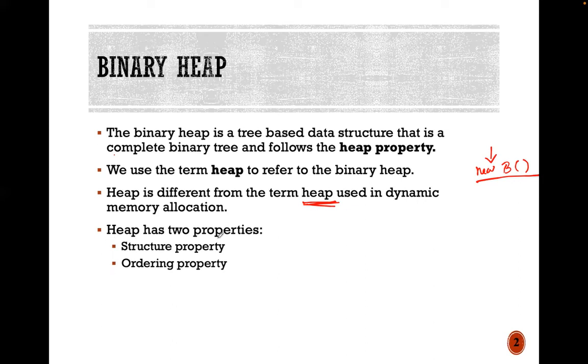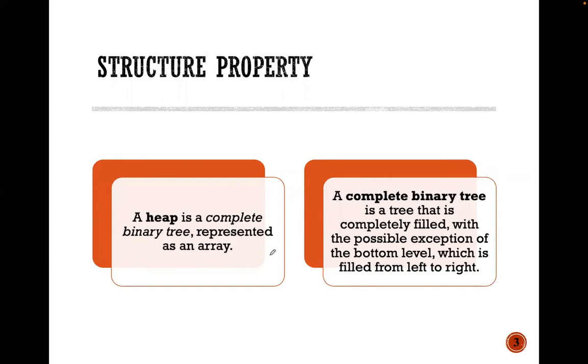Now, binary heap has two properties: structure property and ordering property. The structure property is that a binary heap is a binary tree, and this is a complete binary tree. If a binary tree is a complete binary tree, we can represent that binary tree as an array very easily. We're going to learn how we can represent a complete binary tree using an array. In this binary heap discussion, a binary heap is a complete binary tree, but with some additional heap property.